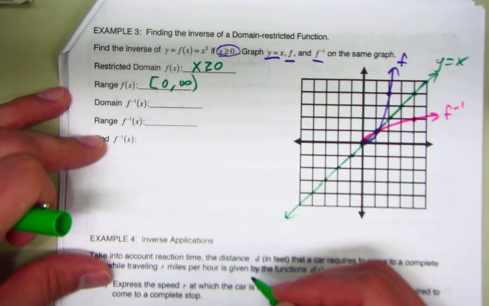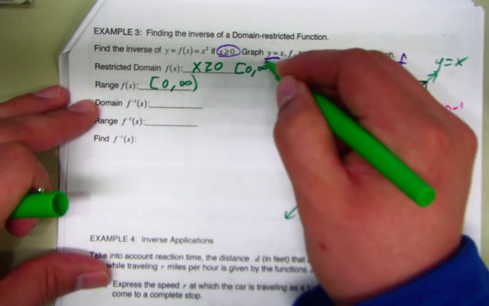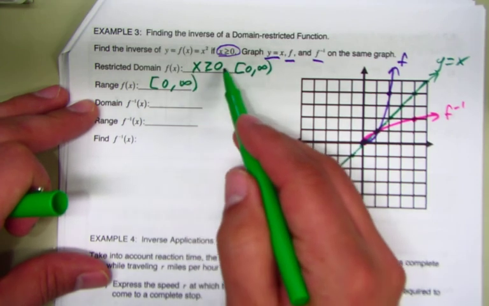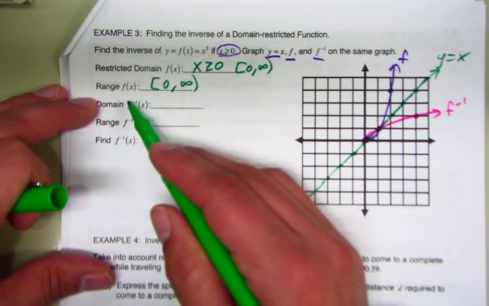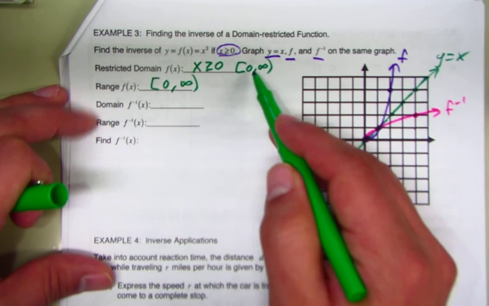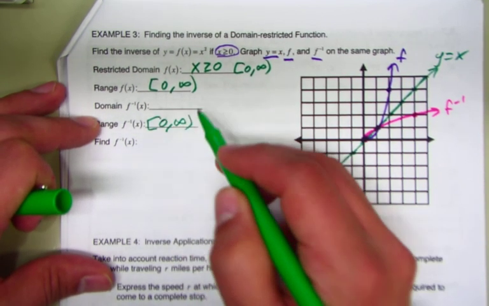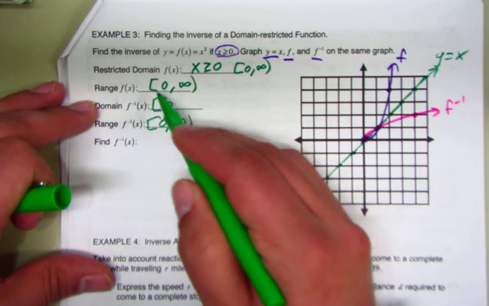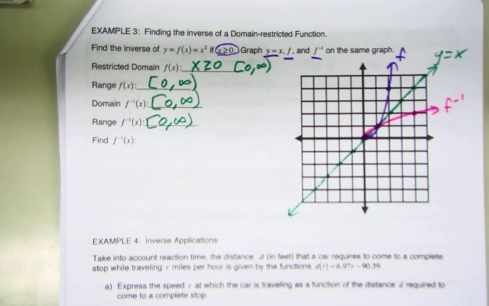Okay? And by the way, this is also 0 to infinity. You could either write it that way or in interval notation. The domain and range will flip-flop. So if the domain is 0 to infinity, the range for the inverse will be 0 to infinity. And same with the range, that'll become the domain. These are all 0 to infinity though, so that's not too bad.